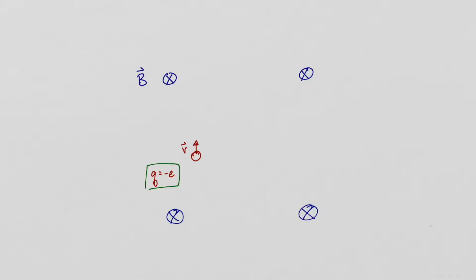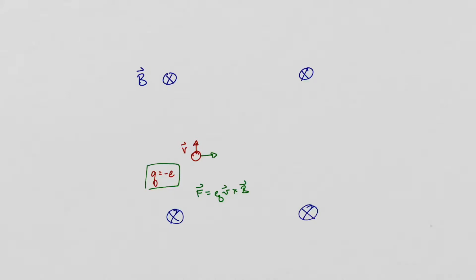So if the particle is moving upwards, then I know I can use the right-hand rule to determine the direction of the force, right? So if this were a positively charged particle, the force, of course, let me write it down, which is QV cross B, right? For a positively charged particle, V up, B down would create a force to the left, but since it's a negatively charged particle, the force is going to be to the right.